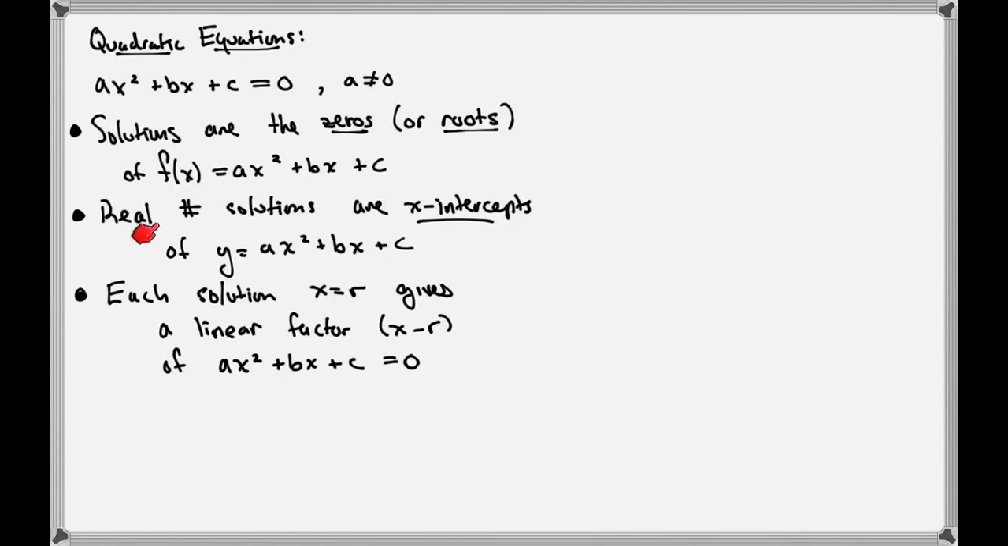Very frequently, we're interested in real number solutions to that equation, and those correspond geometrically to the x-intercepts of the graph of y equal to the quadratic function. Anytime you find a solution, say x is equal to r, where r is a root or a zero of the function, that corresponds to a linear factor, x minus r, of the polynomial itself.